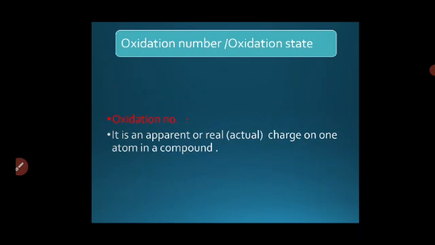Now one more term, that is oxidation number or oxidation state. This reference has come in classification of elements and periodicity. What is oxidation number? It is an apparent or real, that is actual, charge on one atom in a compound. In this topic we are going to learn how to calculate the oxidation number of an atom.